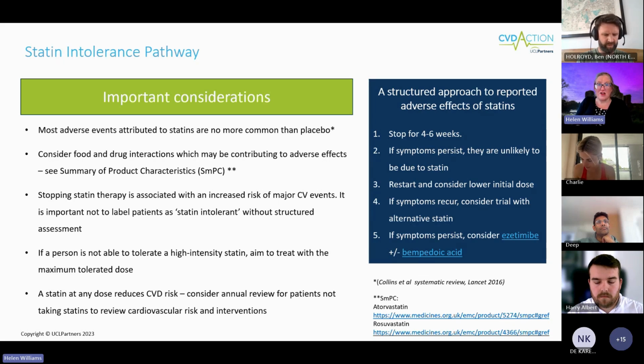If people really can't tolerate a statin, then obviously we've got options now. We've got ezetimibe and bempedoic acid. They're not quite as effective as a statin, but certainly they are recommended by NICE.